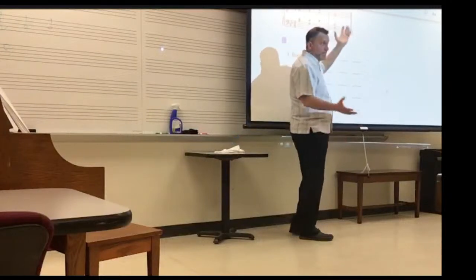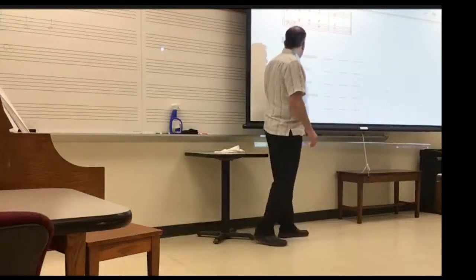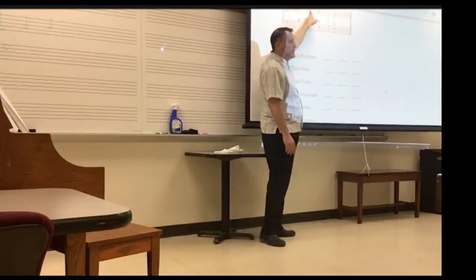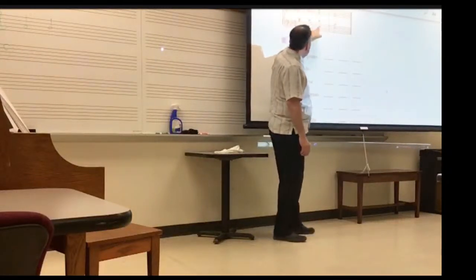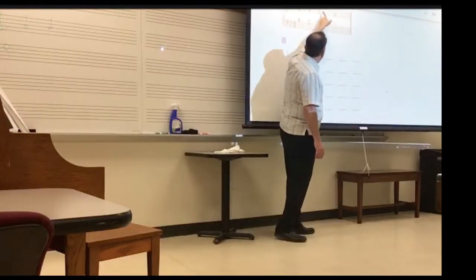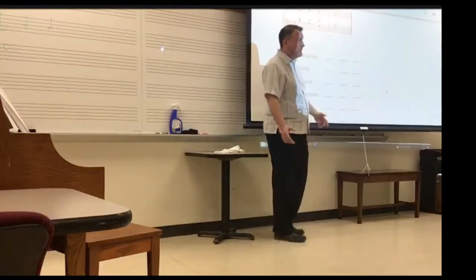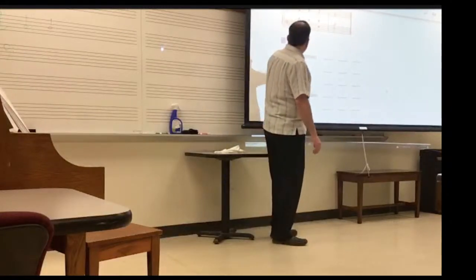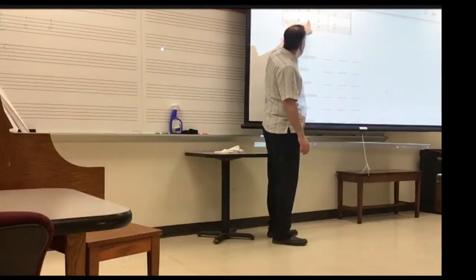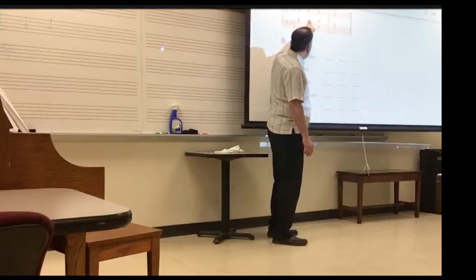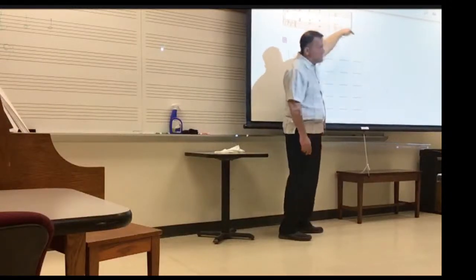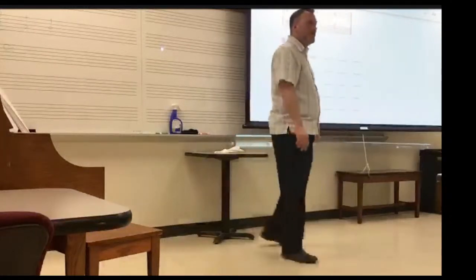Now we look at our bass and our alto. Bass is moving down, alto moving up: contrary. Bass moving down, alto stays: oblique. Bass is moving up, alto moves down: contrary again. Bass and tenor, right here. Bass moves, tenor stays: oblique. Bass moves down, tenor moves up: contrary. Bass moves up, tenor moves down: contrary again. Does everybody understand basically what we're doing?